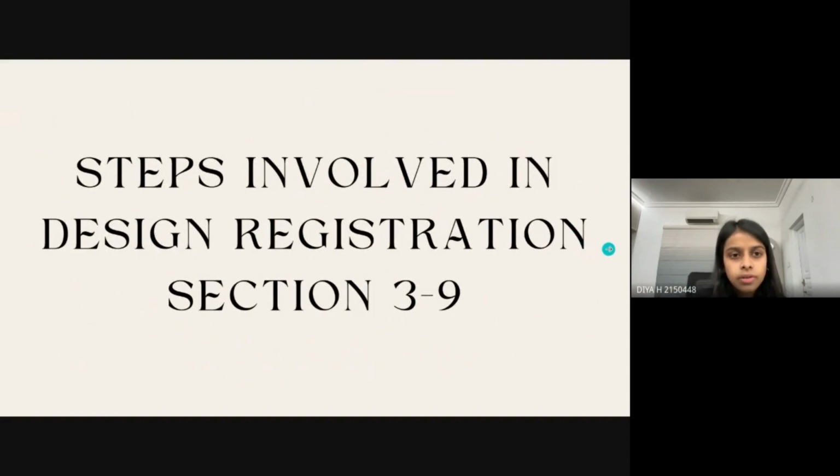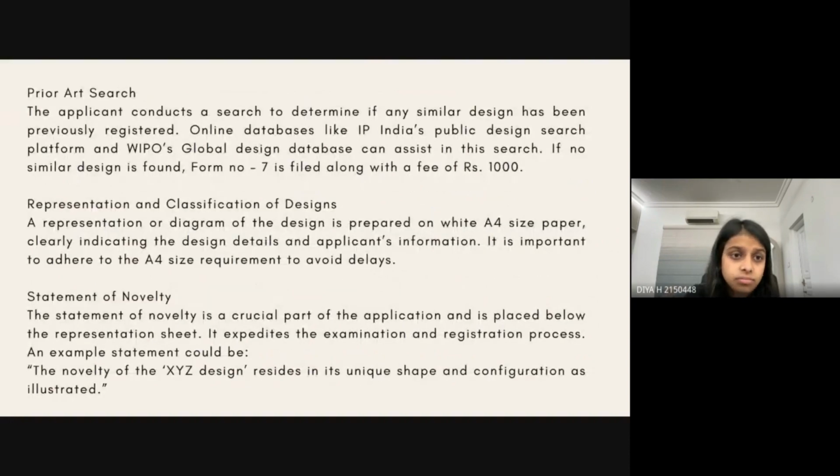Now, steps involved in design registration. Sections 3 to 9 deal with the steps involved. Prior art search. The applicant conducts a search to determine if any similar designs have been previously registered. Online databases and WIPO's Global Design Database can assist in this search. If no similar design is found, Form number 7 is filed along with a fee of Rs 1000.